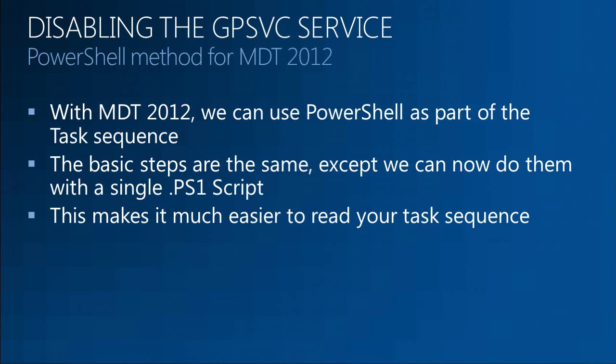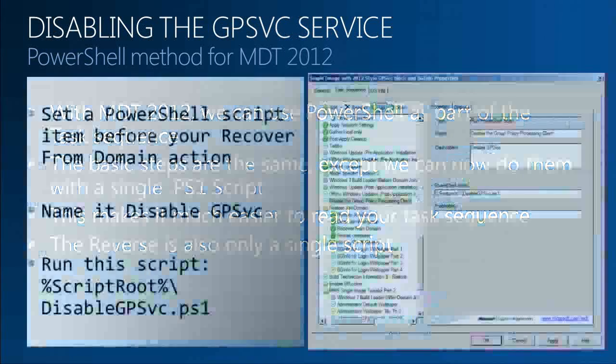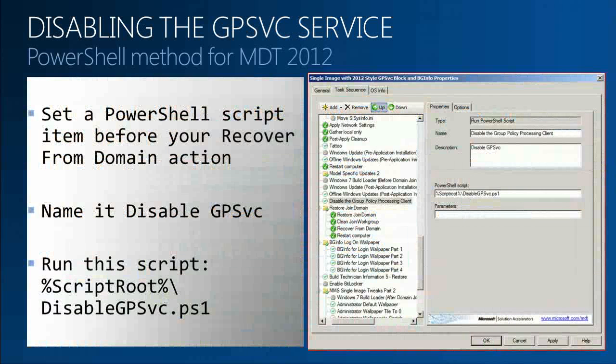But rolling forward, my plan, once I get the restore portion working perfectly, is to use PowerShell exclusively and not use the third-party tool. And the reverse is also only a single script, but as I said, I'm still having a little bit of issues with it. The actual putting it into the MDT, it's a simple one-liner. Run the script, %scriptroot%\DisableGPService.ps1.